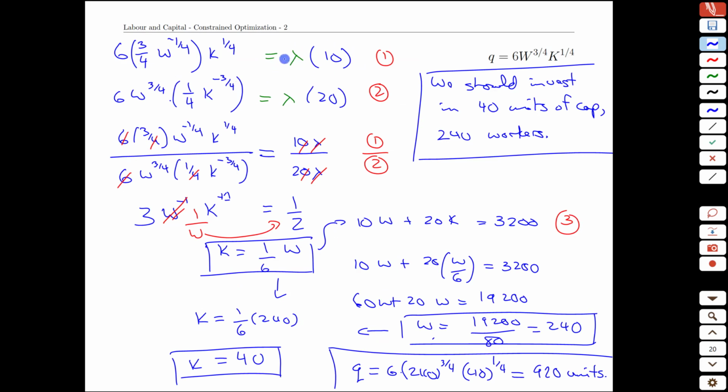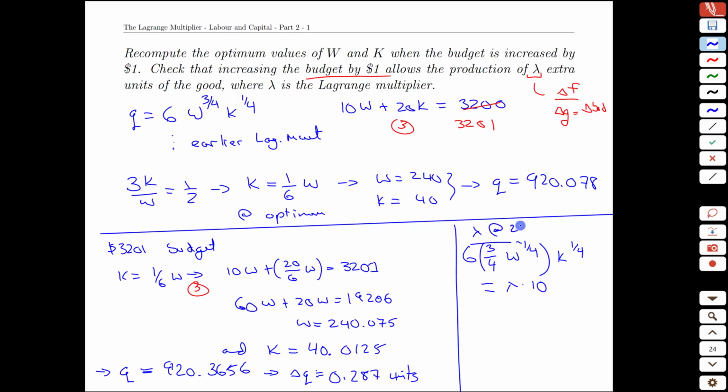Like in this equation here, the lambda value is what we're interested in, but now we know W and K from the earlier 240 and 40. We're going to copy those over and then solve for lambda this time. So using the lambda value, the idea being we already had our solution at 240 and 40, we can plug in and find that lambda is equal to 1/10 times 6 times 3/4, workers 240 to the negative 1/4, and the number of capital units to the power 1/4. That gives us a value of 0.287.